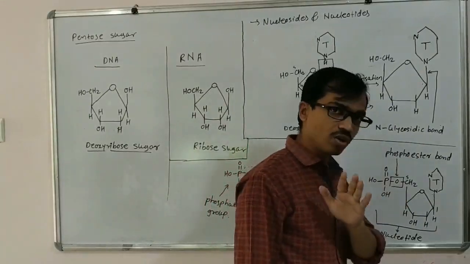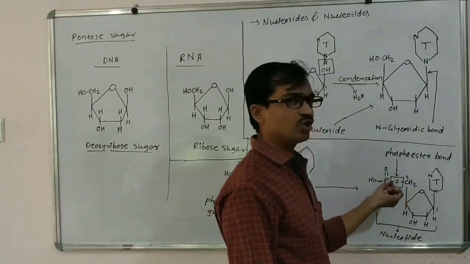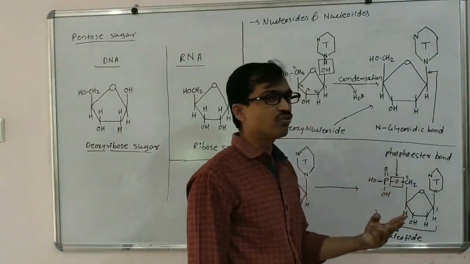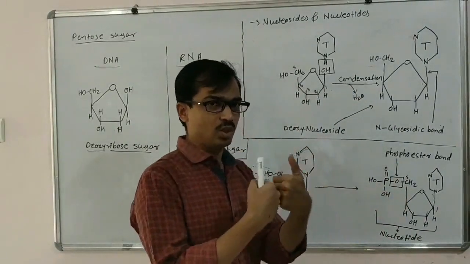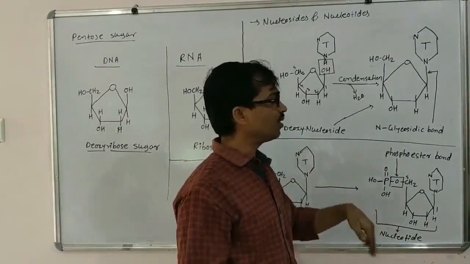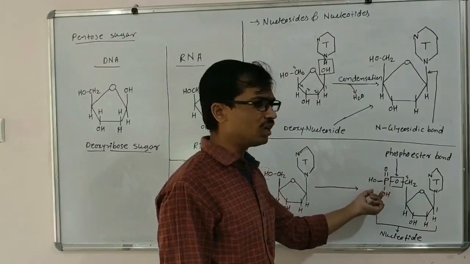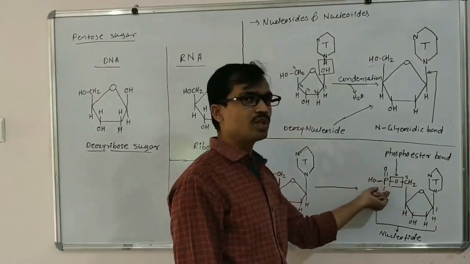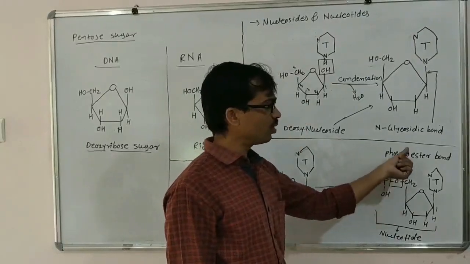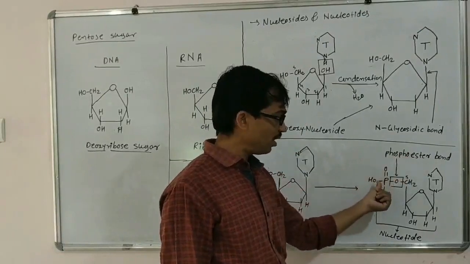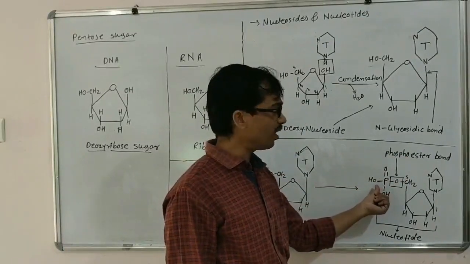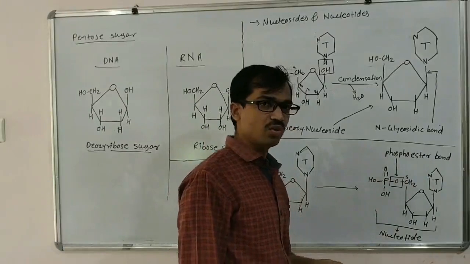Remember, this is not a phosphodiester bond, this is just a phosphoester bond. When two phosphoester bonds are involved in the joining of two nucleotides, then the bond is called a phosphodiester bond. But here two nucleotides are not linked with each other. This is just the formation of the nucleotide, which involves only one ester bond, and the ester bond has phosphate along with it. That is why it is a phosphoester bond.